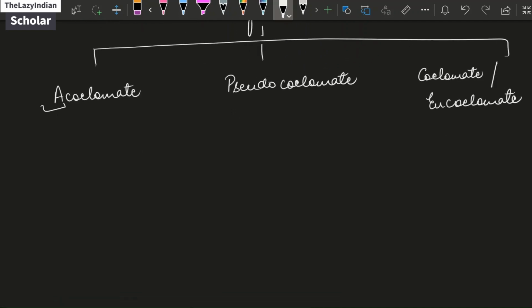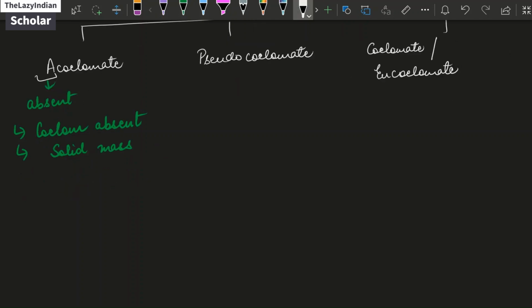Here let's see. Now the acoelomate. A means absence of the coelom, right? A is absent. Here the coelom will be absent. When the coelom is absent, then the organism will not have a cavity and it will look like a solid mass.